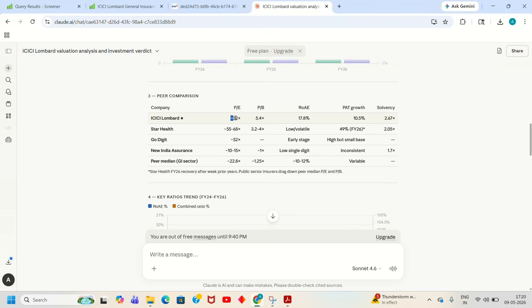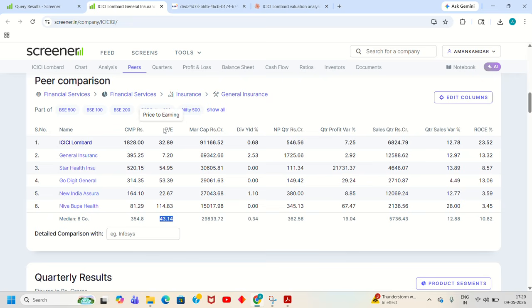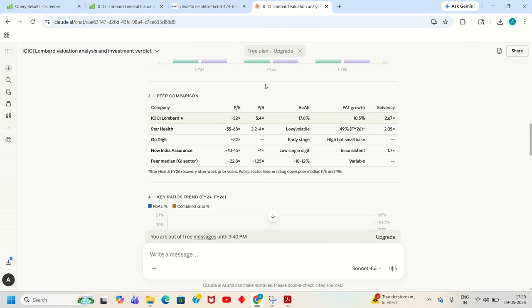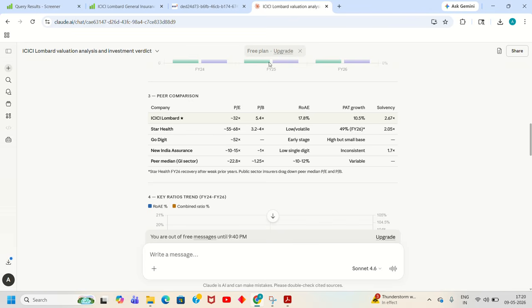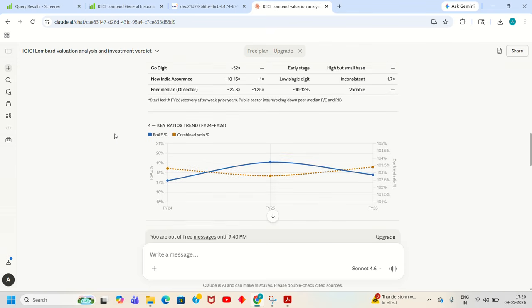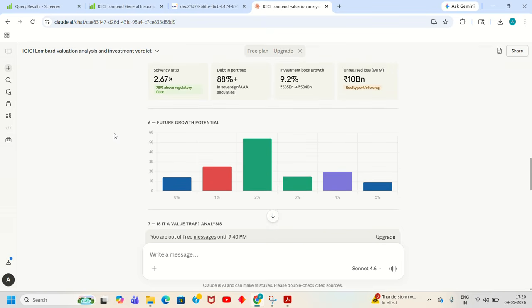They are suggesting ICICI Lombard is slightly overvalued, but however, in the Screener, if we see the peer comparison, the PE of Lombard is 32, but they are showing a median of 43.14, which suggests that the peers that Claude and Screener have included are slightly different. So it's very important to do your own research and go through the documents if you are thinking of investing in any of the companies, because AI can give you an overall brief idea, but it's useful if we go and do a deep dive ourselves.